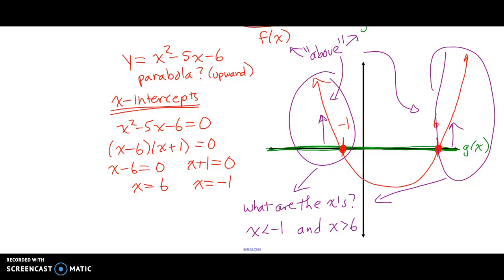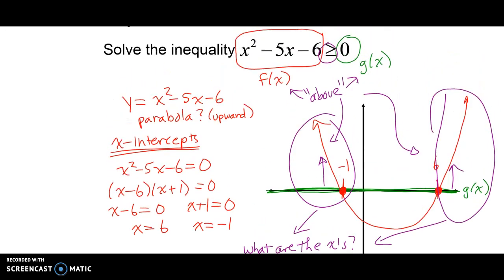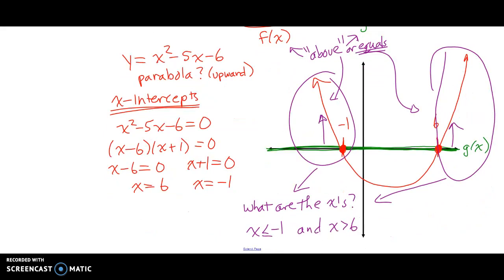Now, what about equals? Let me look at the original inequality. Oh, it was or equals. Well, that's very easy to fix. All you have to do is say less than or equal to negative 1, greater than or equal to 6. So if it's greater than or equal to, less than or equal to, there's hardly any difference at all. Just make the slight adjustment.